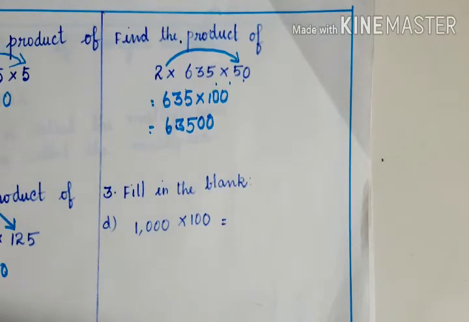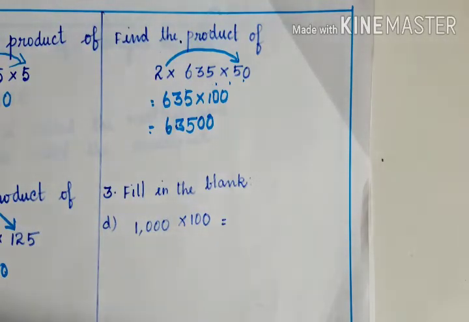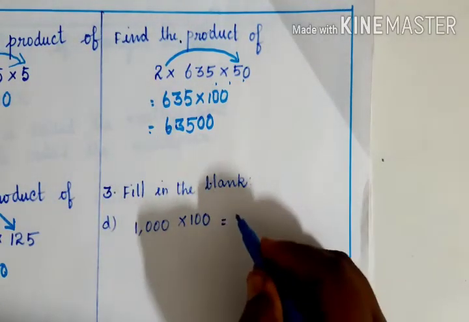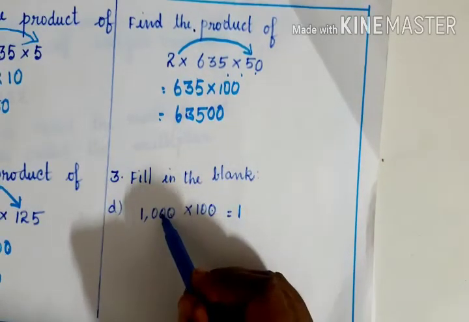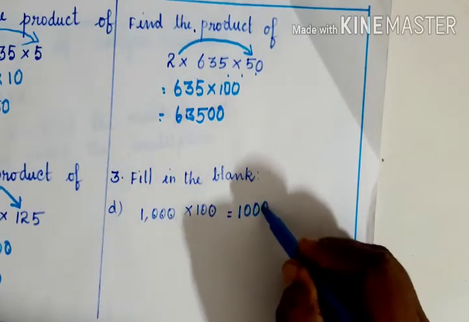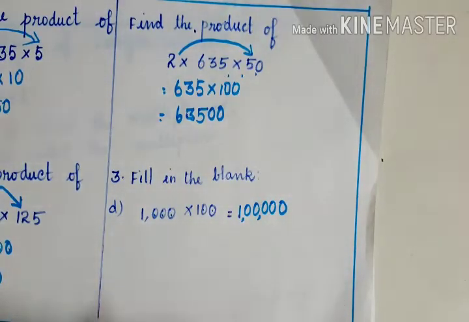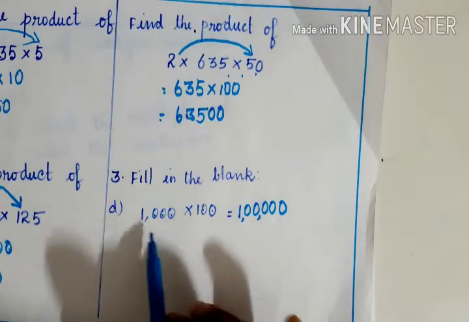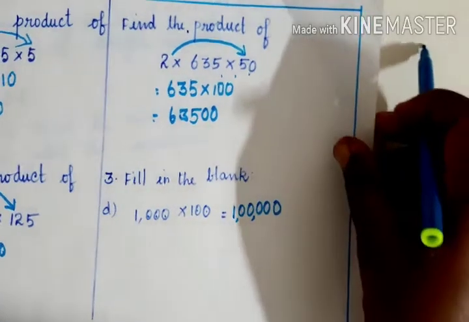In the book, page number 54, the filling in the blanks is there. The rest of the sums you can do on your own. Here you have 1000 into 100. First you write 1 into 1 is 1, and count all the zeros: 1, 2, 3, 4, 5. This is the answer. This is the way you have to multiply and write it. Is it easy? Okay, fine.